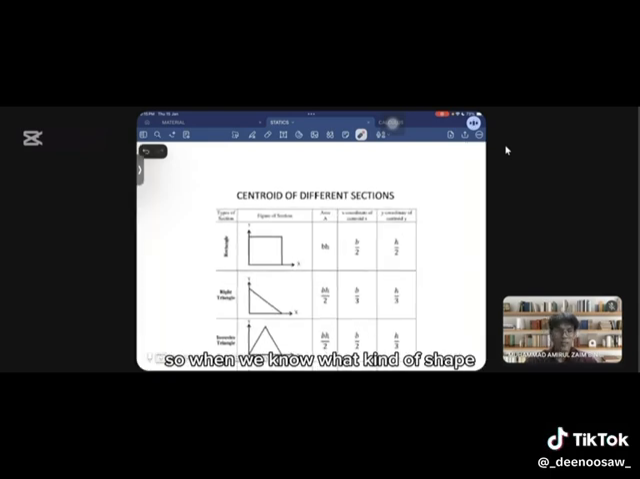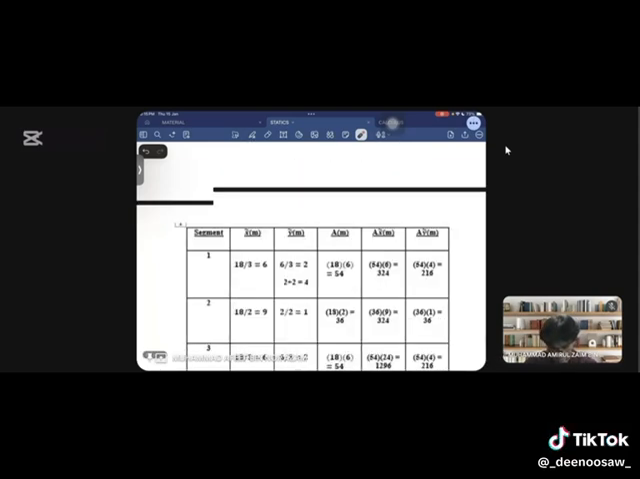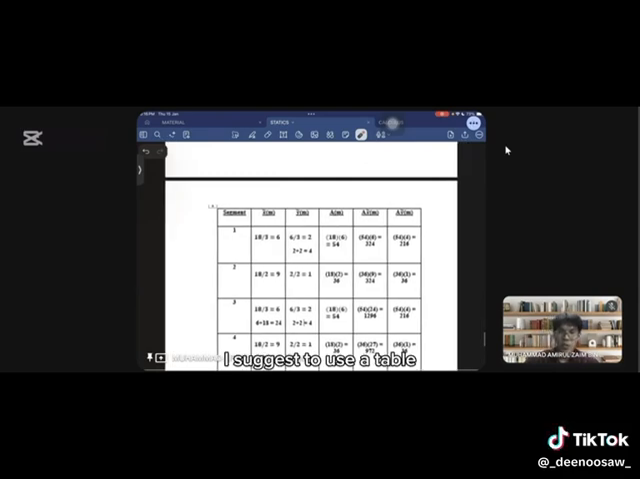So when we know what kind of shape, what kind of section we have in our free body diagram, we know which formula to use. In this problem, we have a rectangle and a right triangle. So we will use this formula in our calculation. I suggest using a table in this problem because it will make it easier to calculate and find the solution.